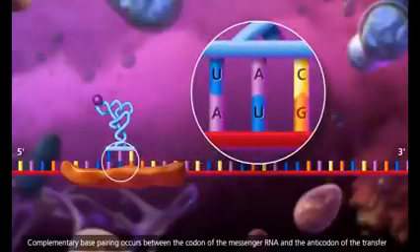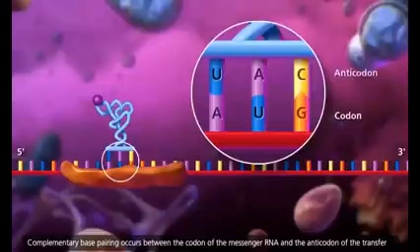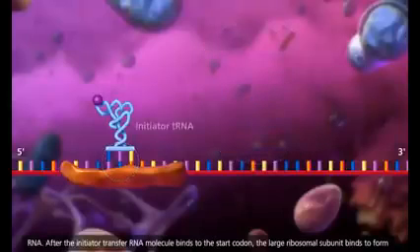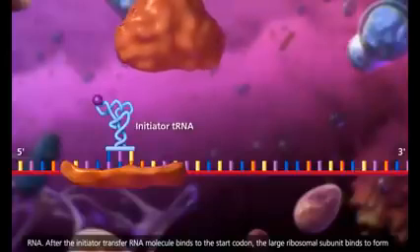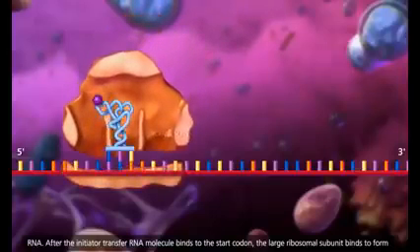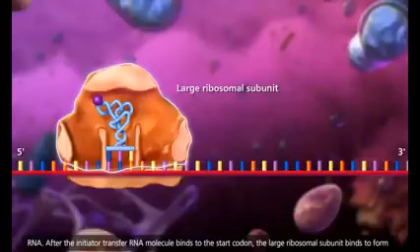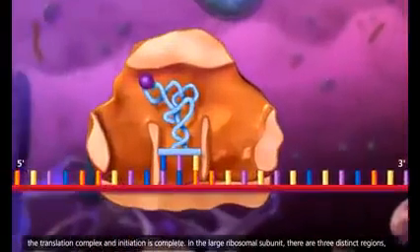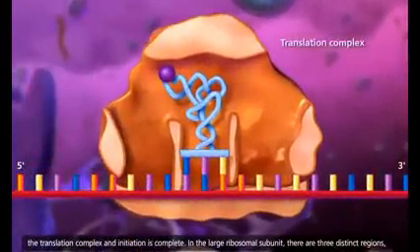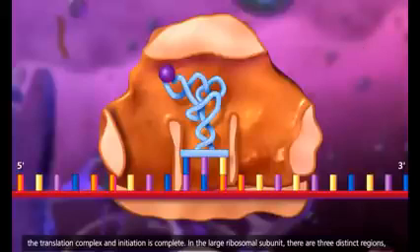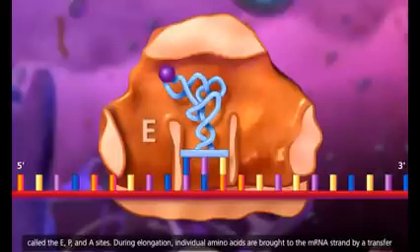Complementary base pairing occurs between the codon of the messenger RNA and the anticodon of the transfer RNA. After the initiator transfer RNA molecule binds to the start codon, the large ribosomal subunit binds to form the translation complex, and initiation is complete. In the large ribosomal subunit, there are 3 distinct regions called the E, P, and A sites.